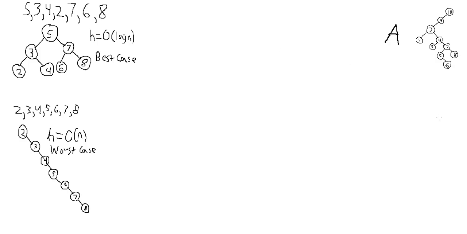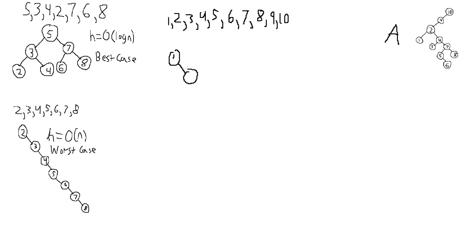Our next answer that we're looking at is B. B has the order 1, 2, 3, 4, 5, 6, 7, 8, 9, 10. This is the exact same ascending order that we had before, and so your intuition may tell you this will give us the worst case scenario, and your intuition would be right.